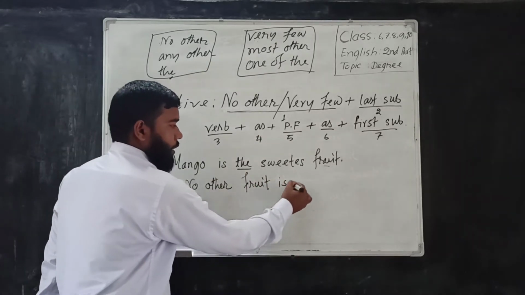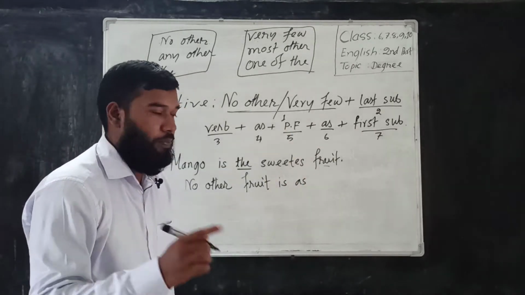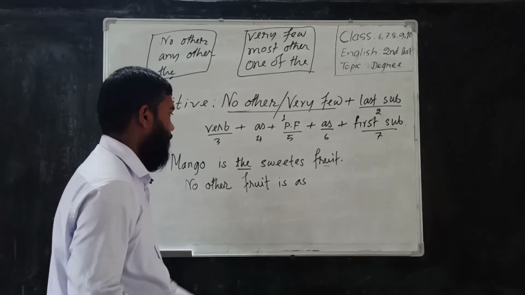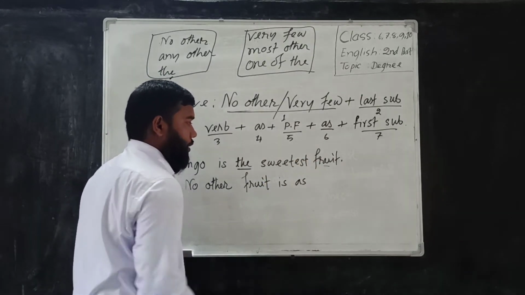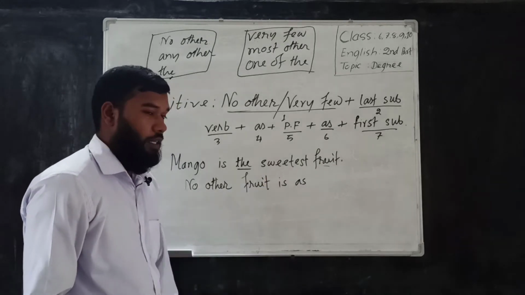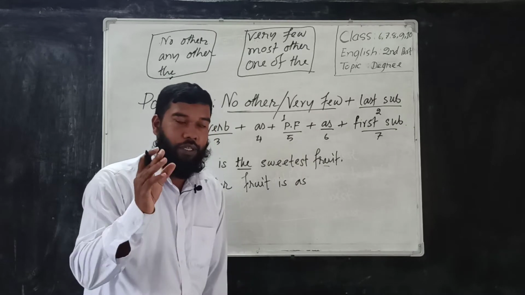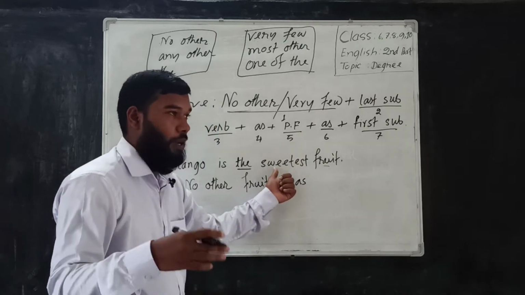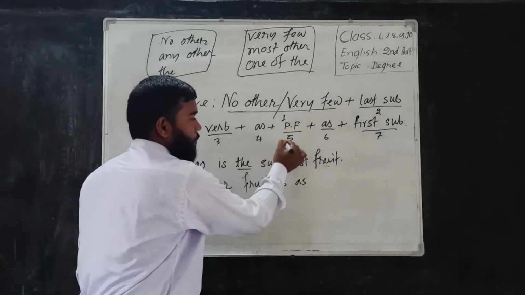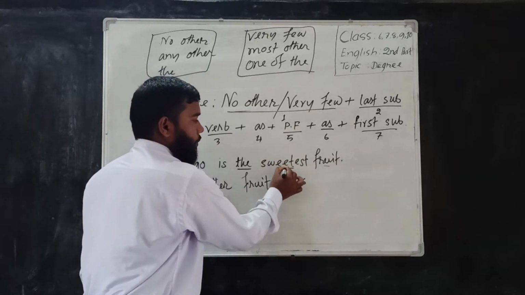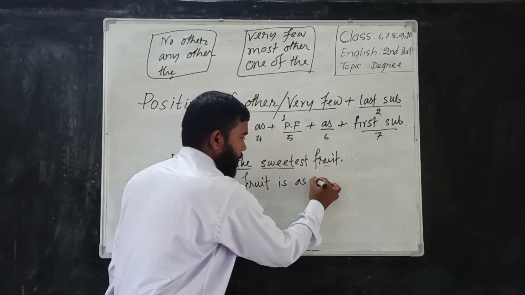Then we have to take as. PF means positive form of the adjective. Sweetest. We know that the base word of sweetest is sweet, comparative sweeter and superlative sweetest. As PF means positive form, the base word sweet, we have to take sweet.